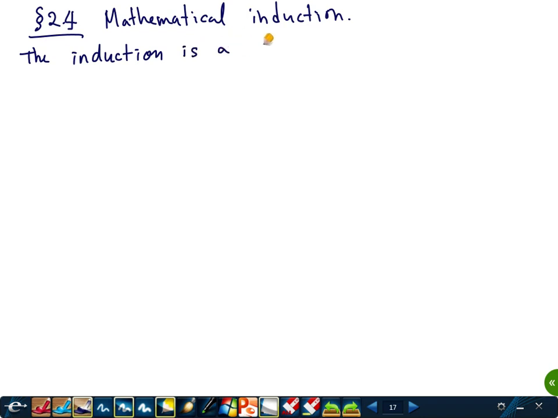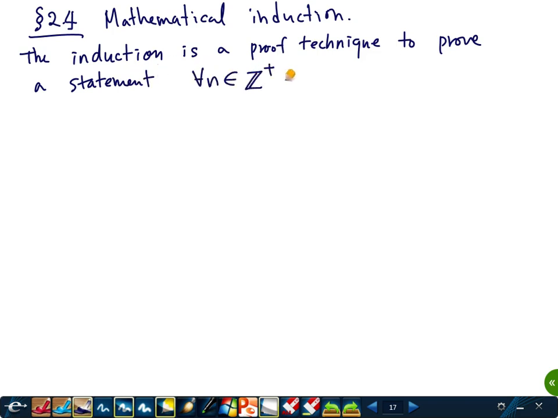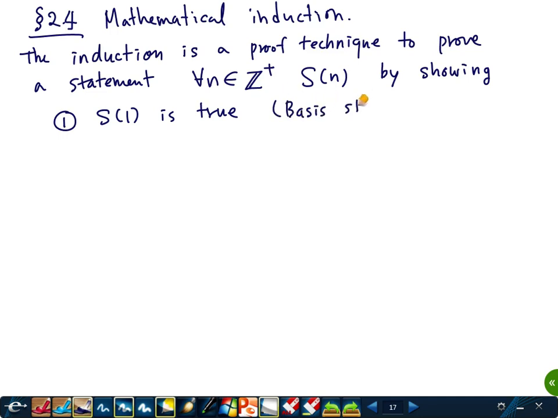Induction is a proof technique to prove a statement like this: for all n positive integer, S of n, a property. For all n, S of n is a proposition that we want to show. And we show this by showing the following two things. First, we show that S1 is true. And this is called a basis case or basis step.